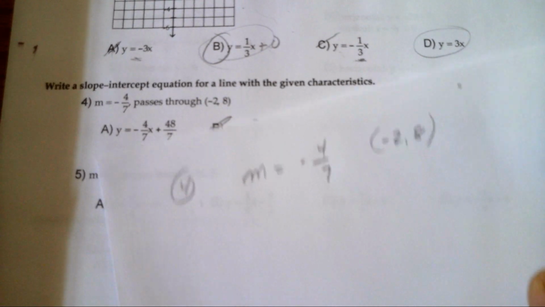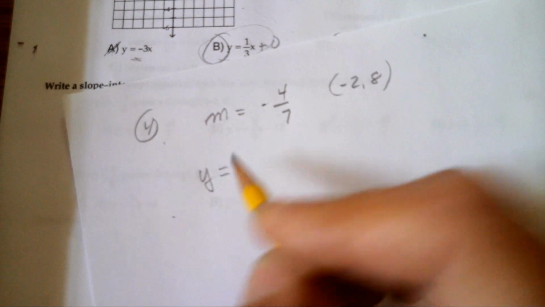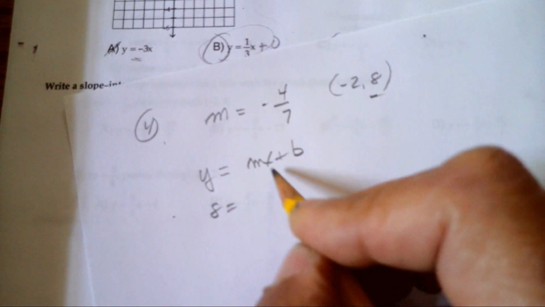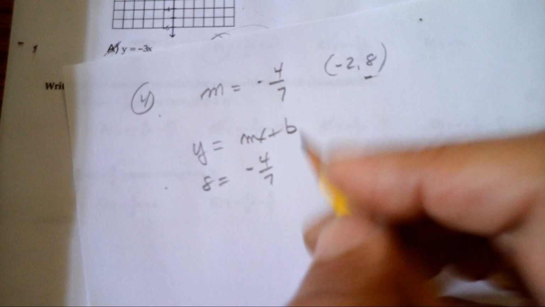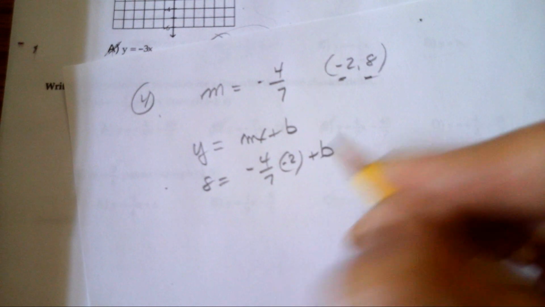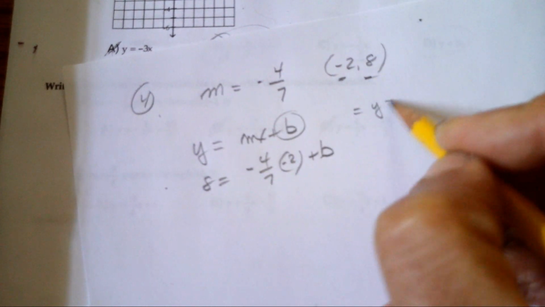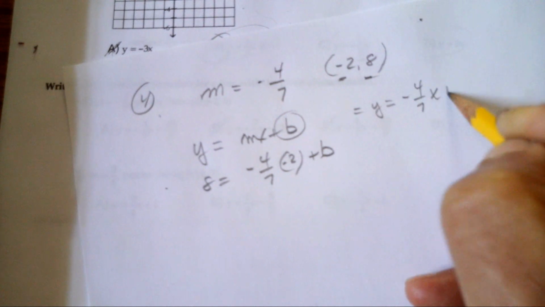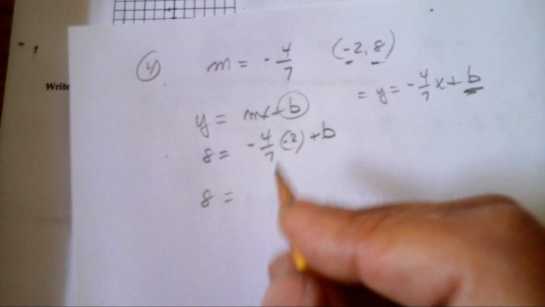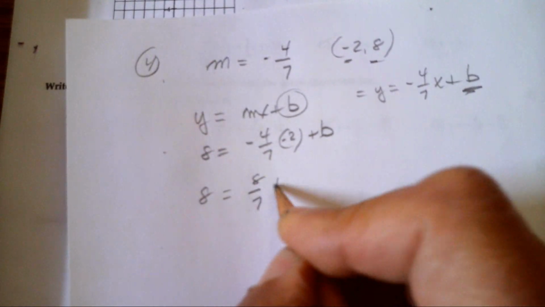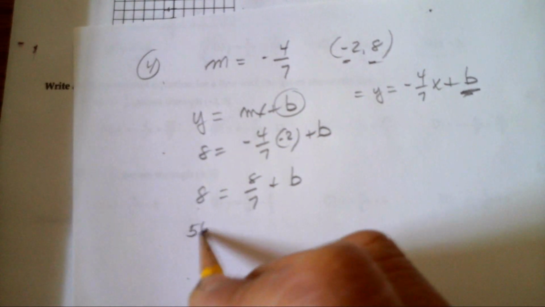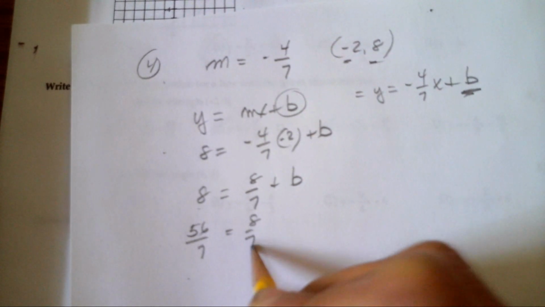In fact, let me just kind of do it right from scratch. y is equal to mx plus b. All right, so y, 8, is equal to the slope, minus 4/7, times my x value, which is a minus 2, plus b. What we're doing is trying to get what b is, because already I know the equation is y equals minus 4/7 x. I just don't know what b is. All right, so 8 is equal to, let's see, a minus times a minus is a positive. That's what it's going to be, 8/7 plus b. 8 renamed as 7ths. Let's see, 7 times 8, that's 56. 56 over 7 equals 8/7 plus b.